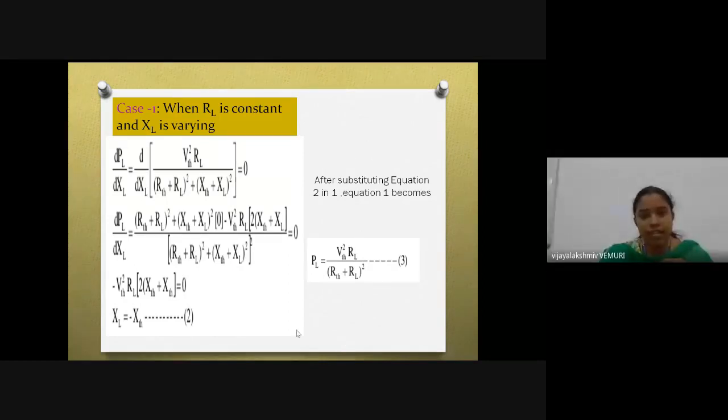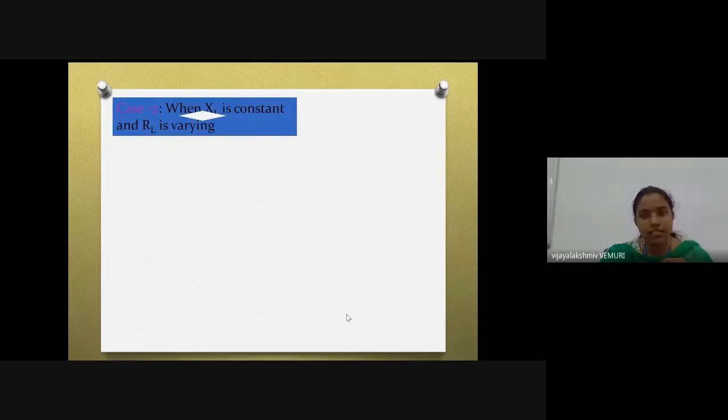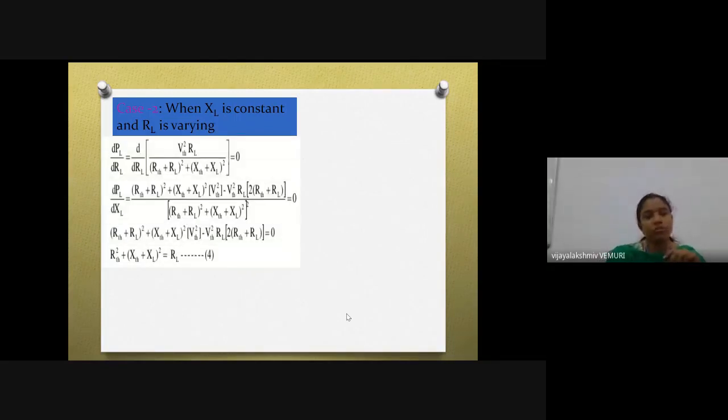Right. So now coming to the next case, case 2, when XL is constant and RL is varying, what happens? You just observe. For the same power equation, you need to differentiate with respect to RL and equate it to 0. Before, in the previous case, we differentiated with respect to XL. Now we differentiate with respect to RL and equate it to 0.